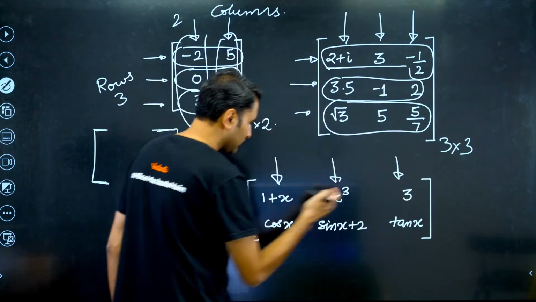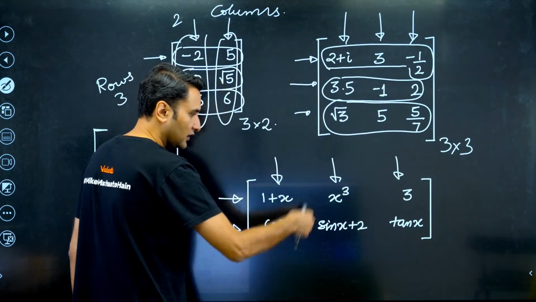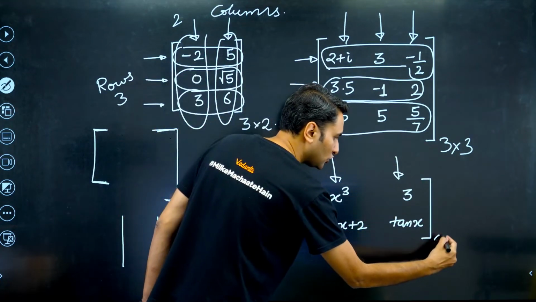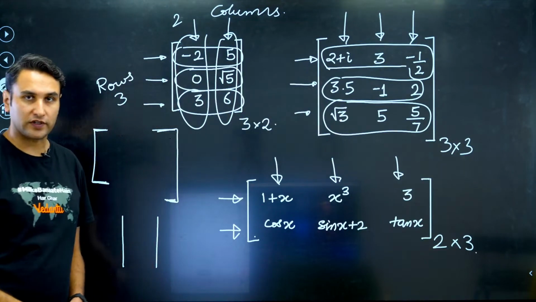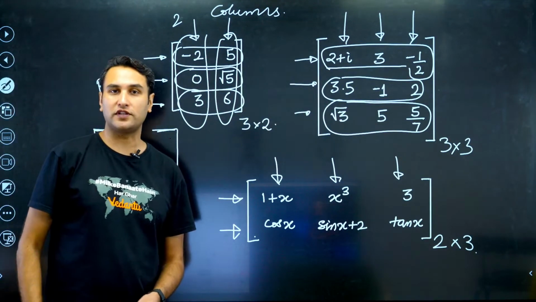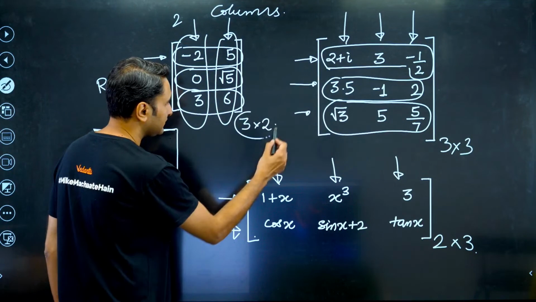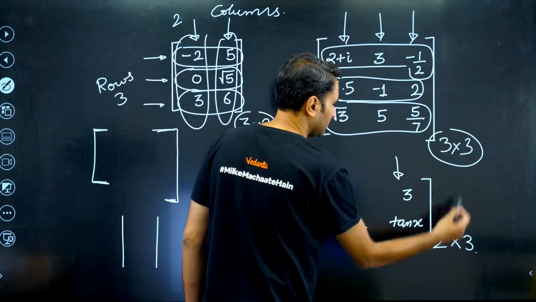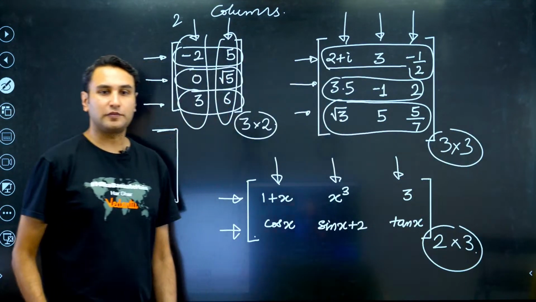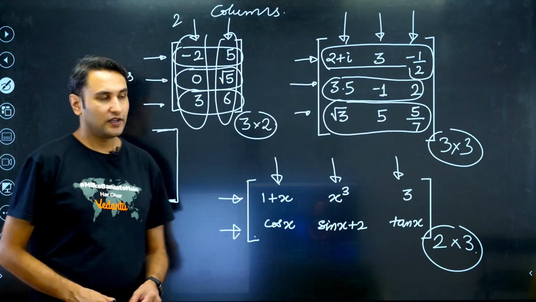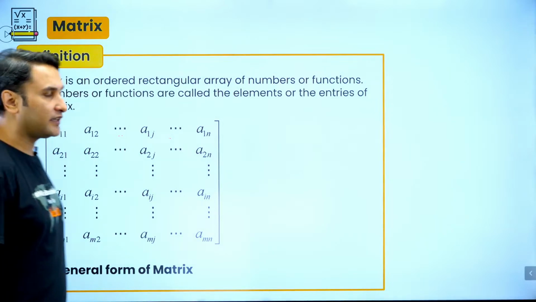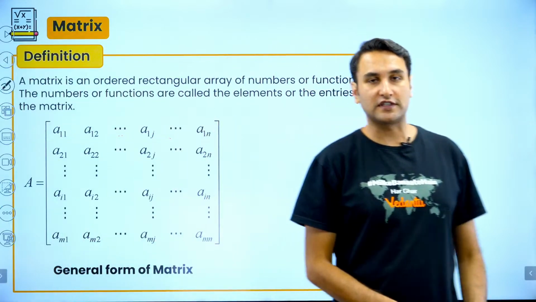3 columns are there. So 2 rows, 3 columns. It's a 2 by 3 matrix, right? And this is exactly what we call the order as well. Look at this, this represents the order of this particular matrix. All right. Now, let us define it the way its definition is given in your book.